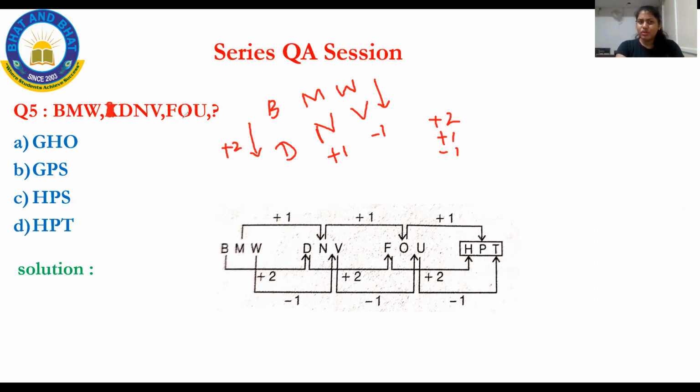Apply the same. F, then after 2 letters: G, H, O. After 1 letter: P. U, before 1 letter: T. Therefore, which is your option? Option D. That's all. No need to waste time doing the middle ones. If you don't know how to do it, write it down. Did you understand now?